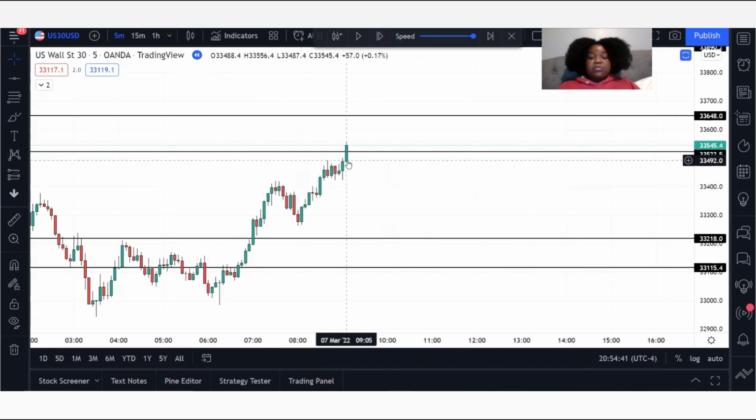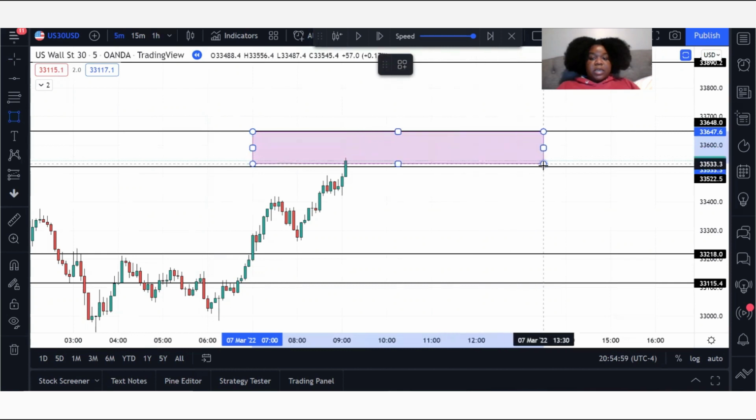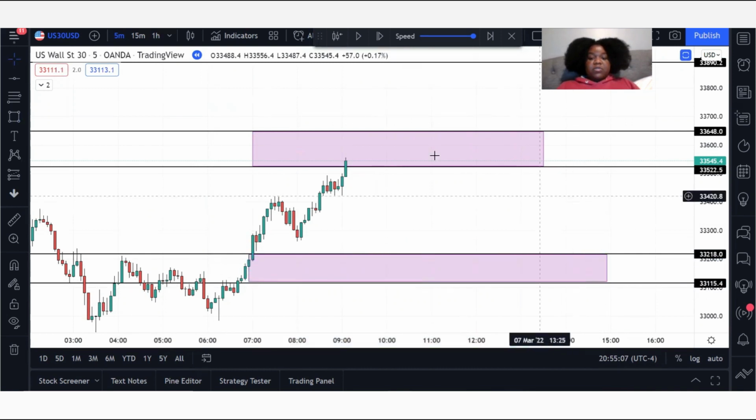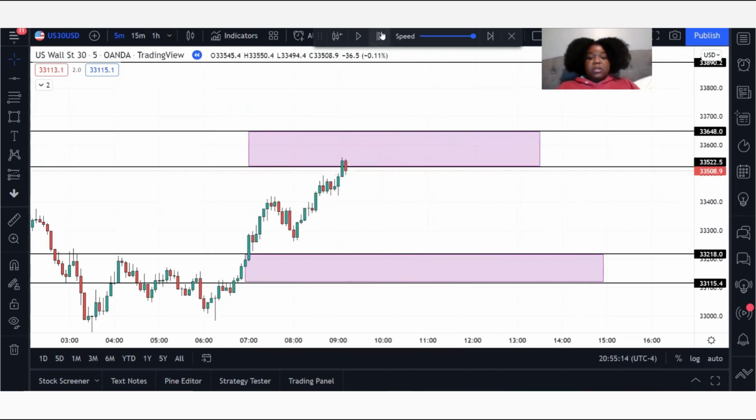Okay, so we have another bullish candle, but remember, I wanted to break out of this zone. I want to see us get out of this purple, either at the top or at the bottom. One of them got to give. So right now, I'm not seeking an entry within the purple. So let's see what happens.